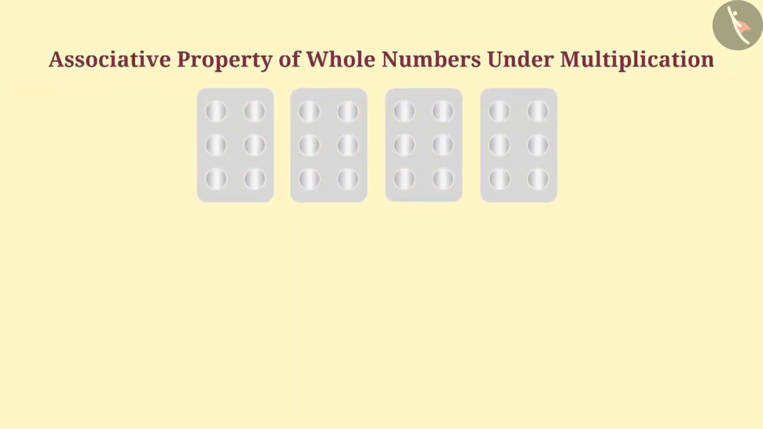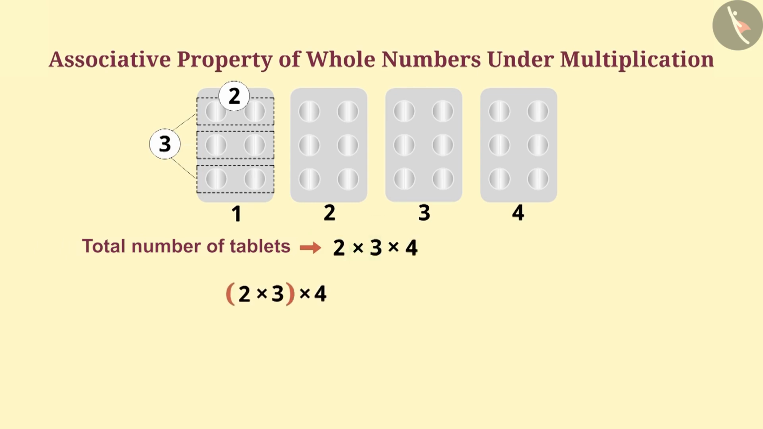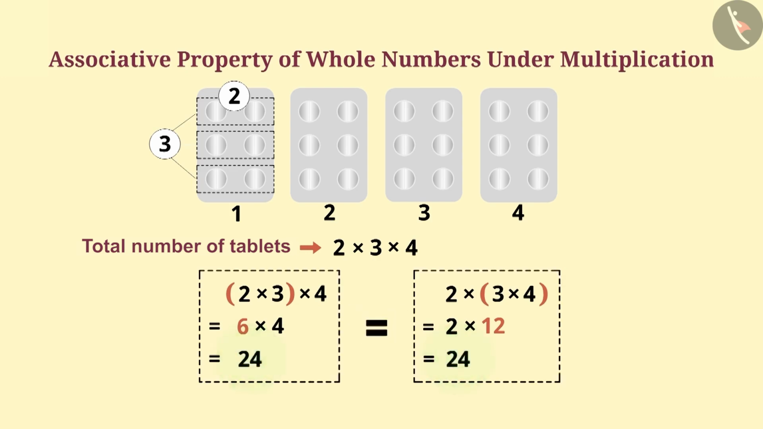Look at this picture. Will you be able to tell the number of tablets by operation of multiplication? There are 2 tablets in each row. Therefore, 3 rows will have 2 multiplied by 3 tablets. And since there are 4 packets, the total number of tablets is 2 multiplied by 3 multiplied by 4. To solve this, a group of 2 and 3 can be made, or a group of 3 and 4 can be made. In both cases, the result is 24 tablets only.